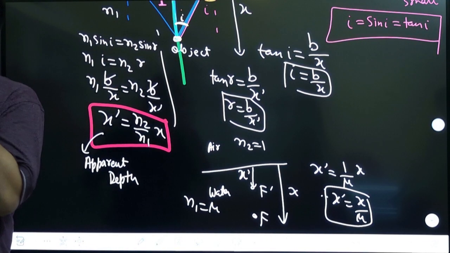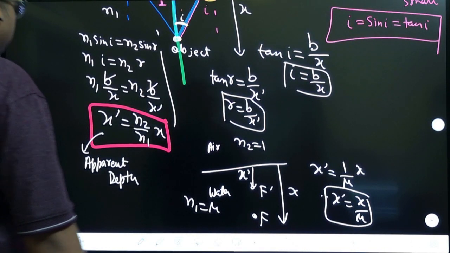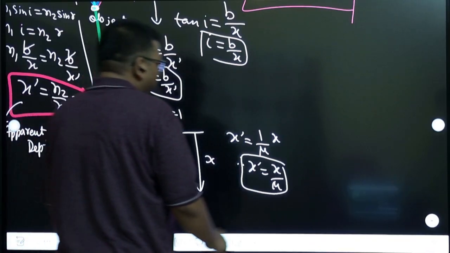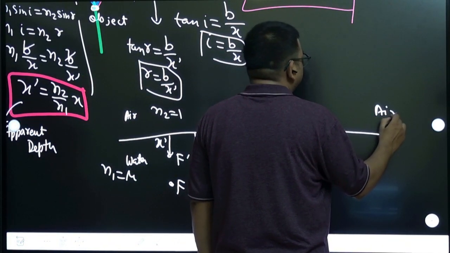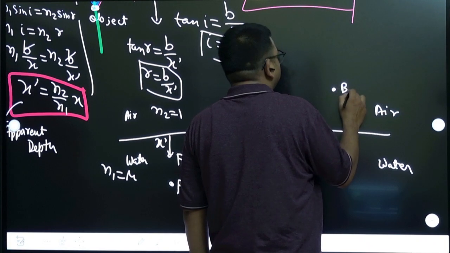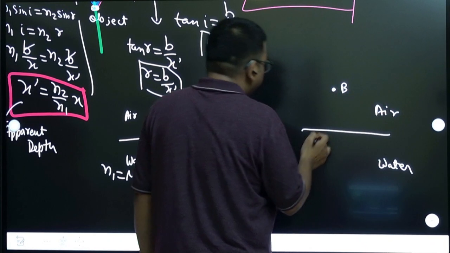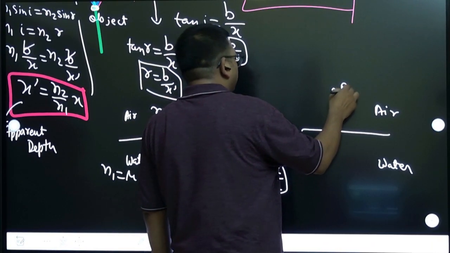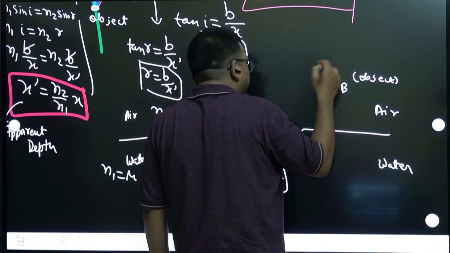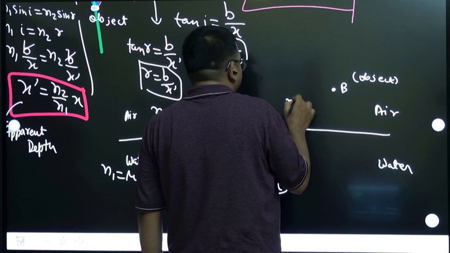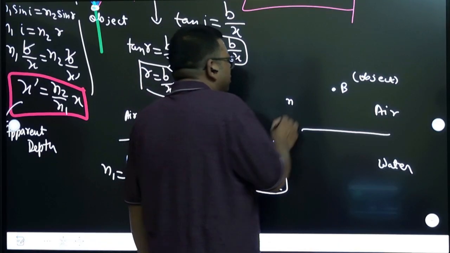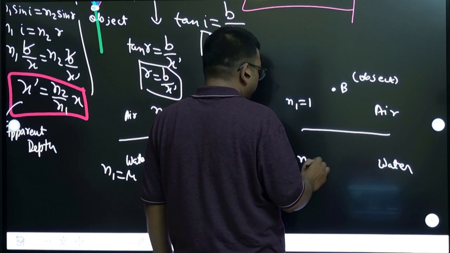Okay. Clear. So this type of questions. Now, suppose I want to see the bird. Let us try to understand the bird now. Suppose this is air and this is water, and there is a bird here. The bird is B. Note that the bird is the object now. So you need to consider this as the first medium, because whichever side the object is on, that you have to take as the first medium. Remember that. This n1 is going to be 1 and this n2 is going to be mu here.